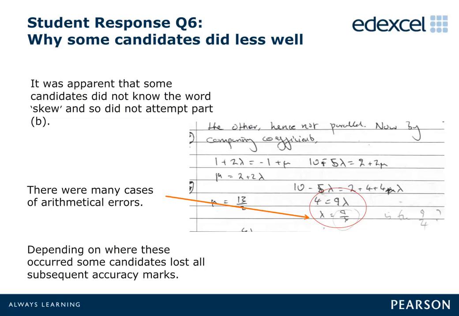As shown on this slide, depending on where these occurred, some candidates lost all subsequent accuracy marks, so it could be an expensive error. Another loss of marks came about because it was apparent that some candidates did not know the word skew, and so did not attempt Part B.